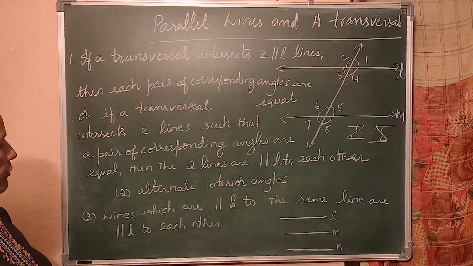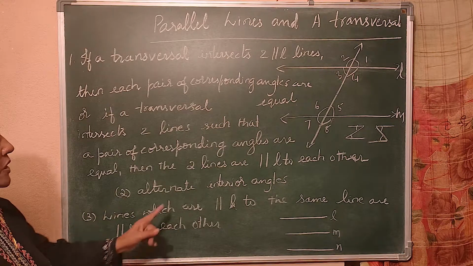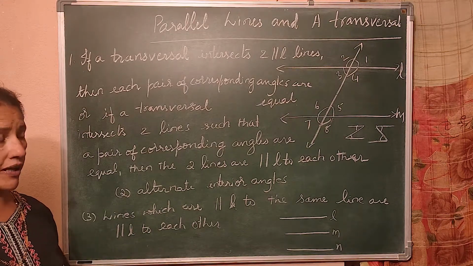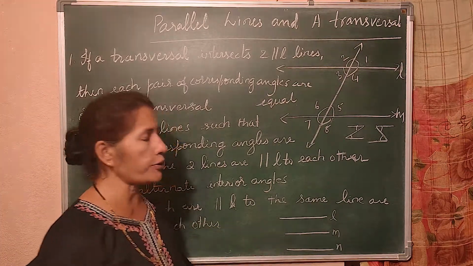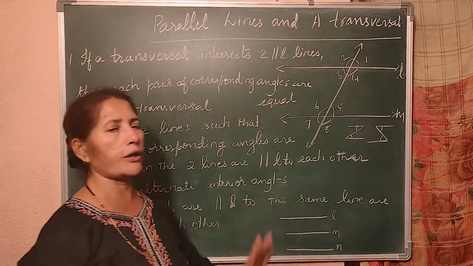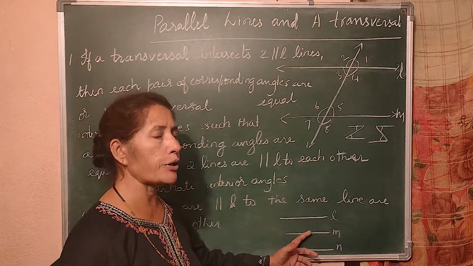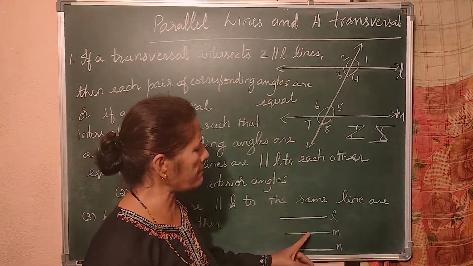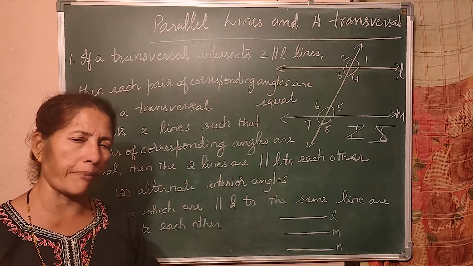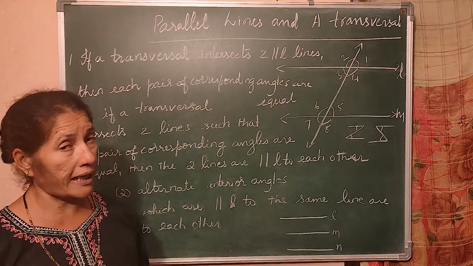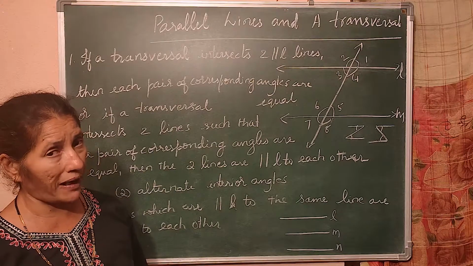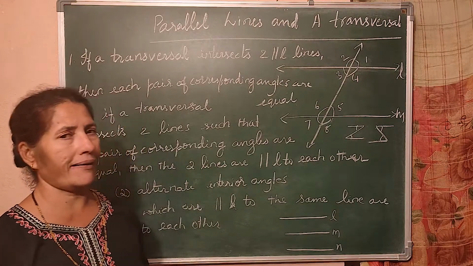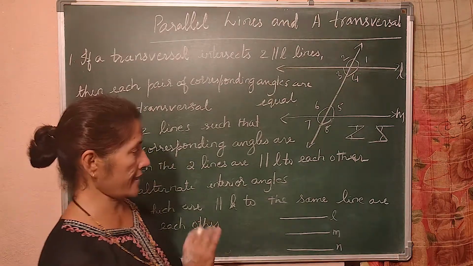Now, one last thing I have written. Lines which are parallel to the same line are parallel to each other. If I say L is parallel to M, and N is also parallel to M, then L is parallel to M is parallel to N. So if one line is parallel to another, and that line is parallel to a third one, then all are parallel. Is it clear? Next.